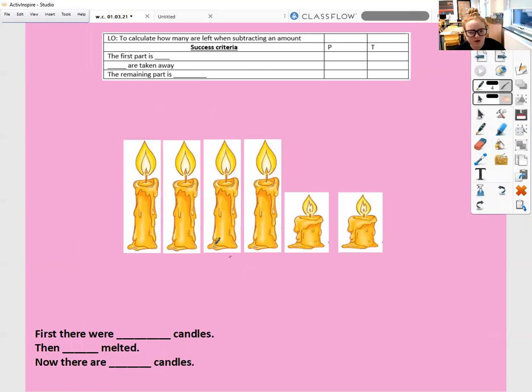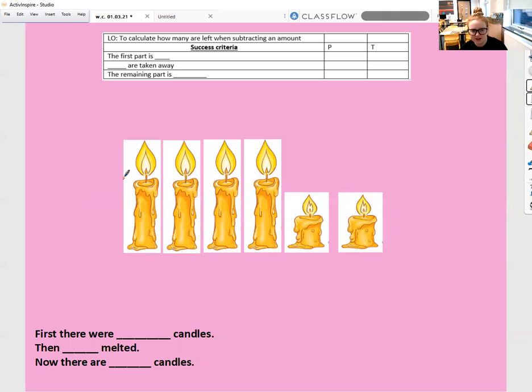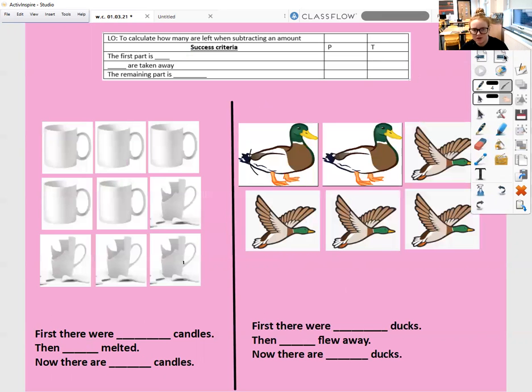Let's have a look at it with candles. So first there were how many candles? Let's see, there's 1, 2, 3, 4, 5, 6. So first there were 6 candles. The first part is 6. Then how many melted? Well, we've got 1, 2 were taken away. Now there are how many candles left? I see there's 1, 2, 3, 4 candles left. The remaining part is 4.